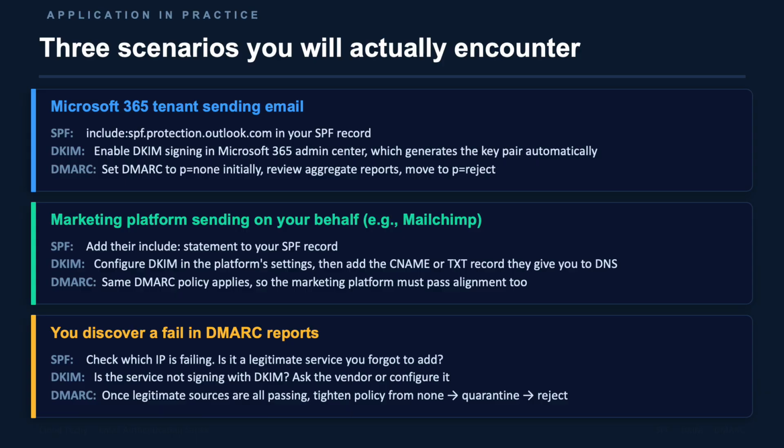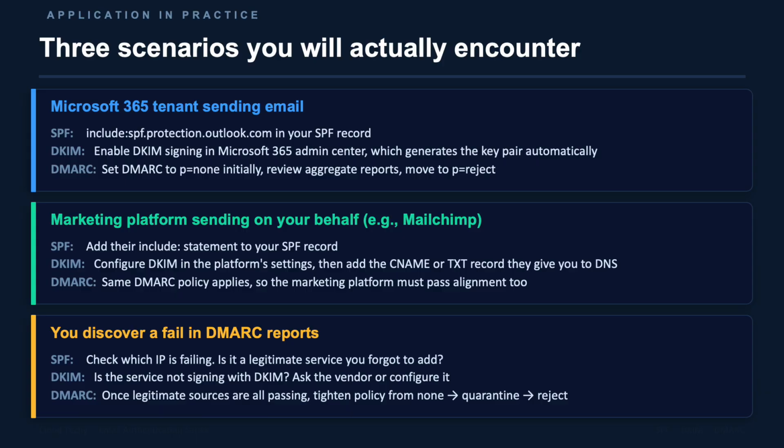For SPF, you add include:spf.protection.outlook.com to your domain's SPF record, and Microsoft maintains that record for you, so it always reflects your current sending service. For DKIM, you go into the Microsoft 365 Defender portal, find the DKIM settings, and enable signing for your domain. Microsoft generates the key pair and publishes the DKIM record for you.